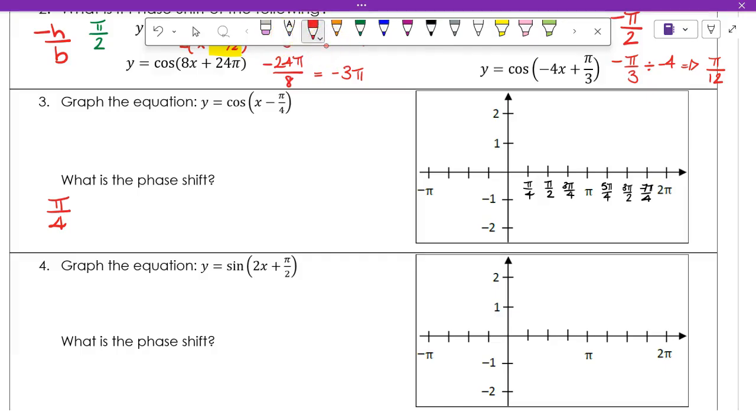Okay. And now I'm going to go ahead and start at my phase shift, which is right here at pi over 4. Now let's think cosine with a positive a value looks like this. So it's going to start at a maximum. So I'm going to go, where's my amplitude? My amplitude is 1. So I'm going to start right here. Oops, sorry, phase shift. I'm going to start right here at pi over 4.